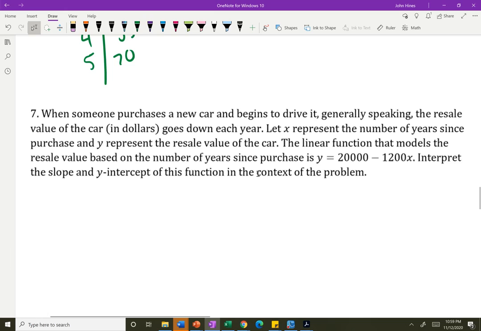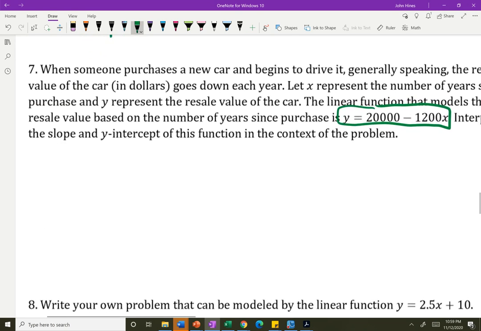And we'll end here with number 7. When someone buys a car, the minute you begin to drive it, the resale value goes down. It drops drastically. The minute you drive a car off of a car lot, it becomes a used car and loses a lot of value. So here's a function that models the value of a car: y equals 20,000 minus 1200x. What's the slope and the y-intercept?